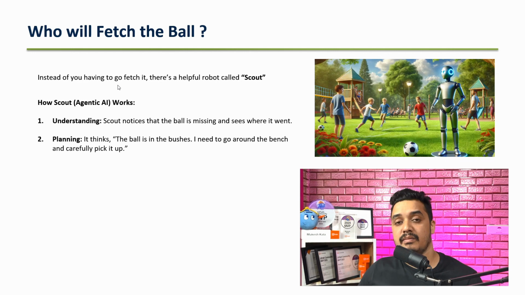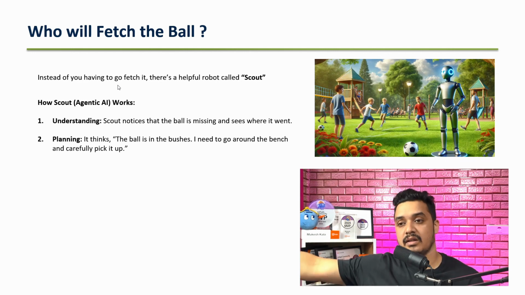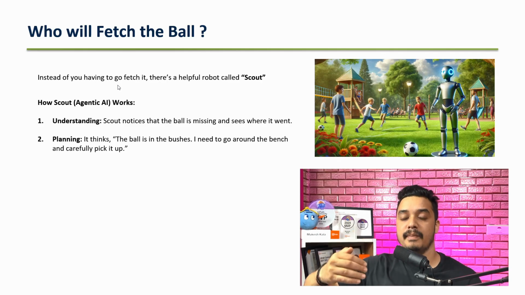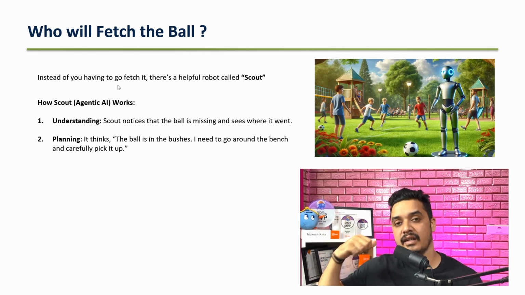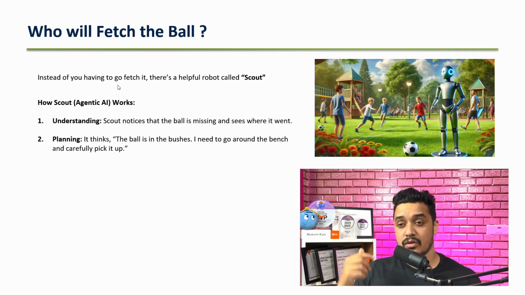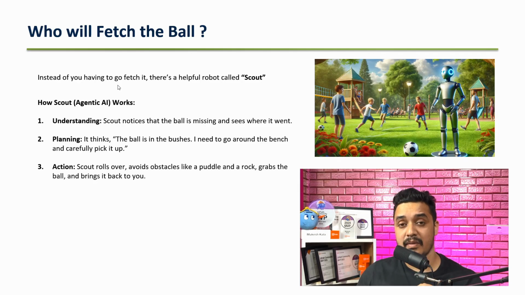If Scout is maybe sitting on the bench, then the planning would be that I'll get up from the bench, I will move to the bushes, I'll find the ball, and then I'll return it back to the field. So that means that agents can do planning also, right? It thinks, okay, the ball is not there, let me take this route. It will think, it will plan, and then the next step, it will take the action.